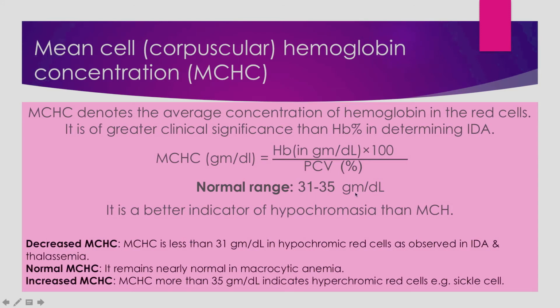You can roughly remember this as double that of hemoglobin. Hemoglobin is roughly 11, 12, 13 as normal: 11 in pregnant and 12 in non-pregnant females and 13 in males. So it is approximately double that, approximately 30 to 35.